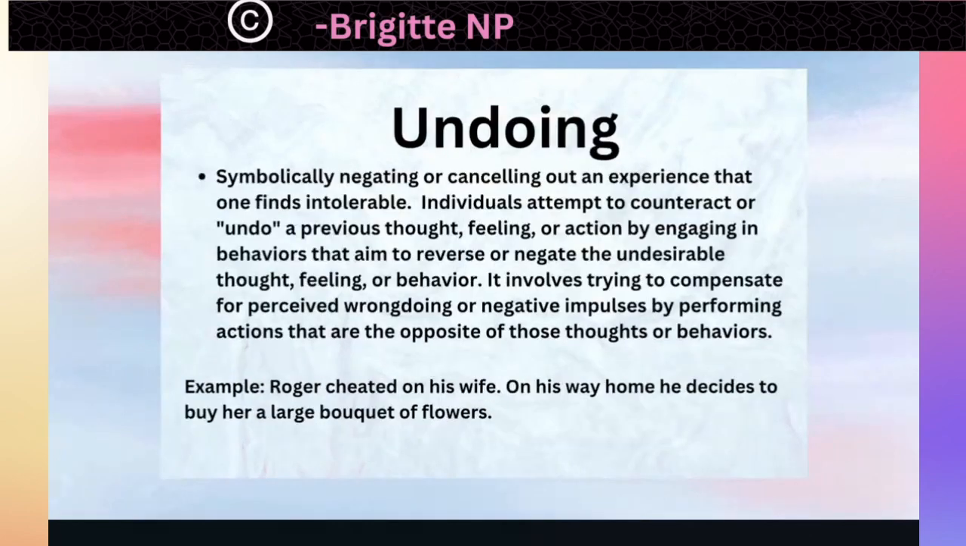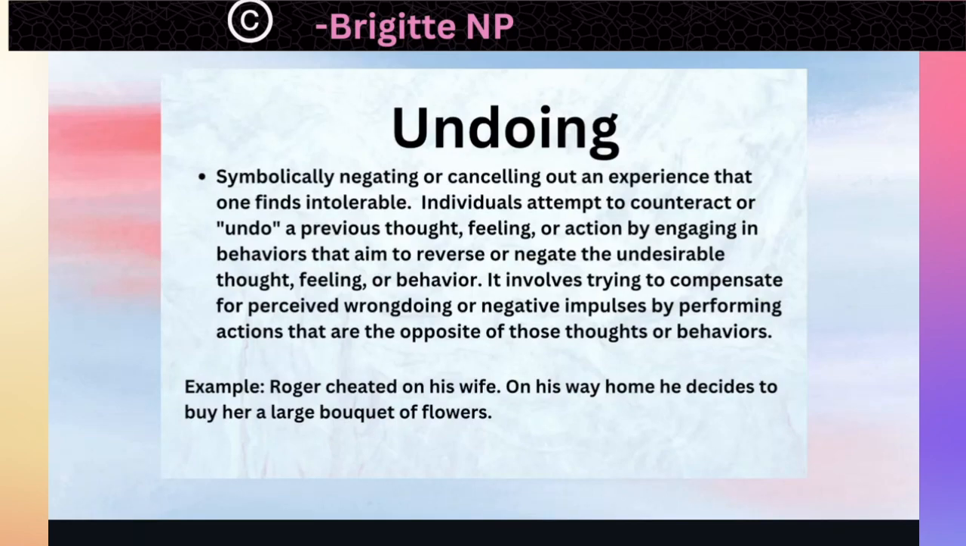Undoing is symbolically negating or canceling out an experience that one finds intolerable. Individuals attempt to counteract or undo a previous thought, feeling, or action by engaging in behaviors that aim to reverse or negate the undesirable thought, feeling, or behavior. It involves trying to compensate for perceived wrongdoing or negative impulses by performing actions that are opposite of those thoughts or behaviors. So, for example, Roger cheated on his wife. On his way home, he decides to buy her a large bouquet of flowers.